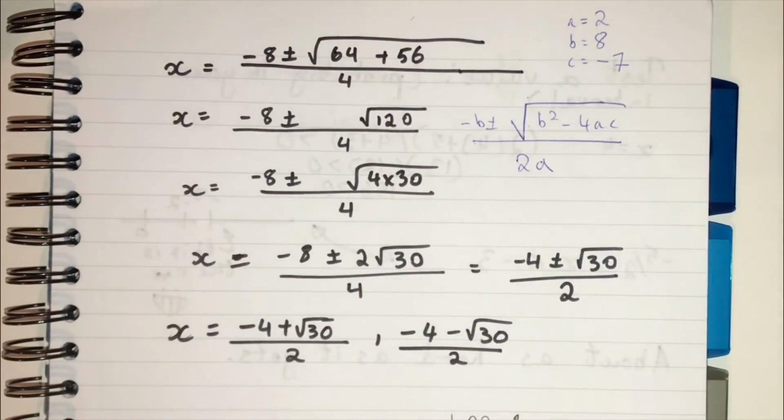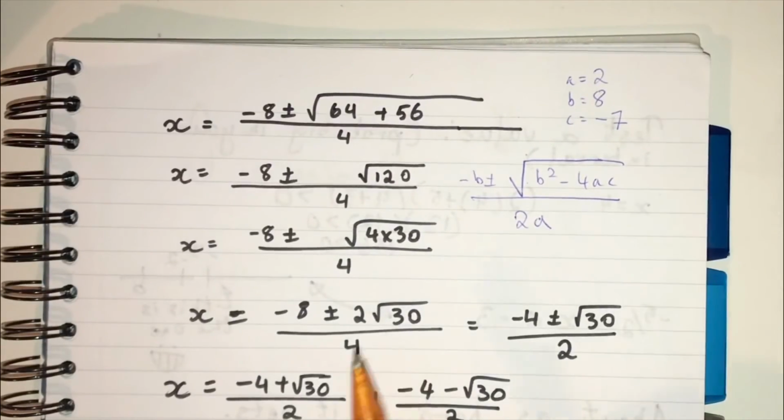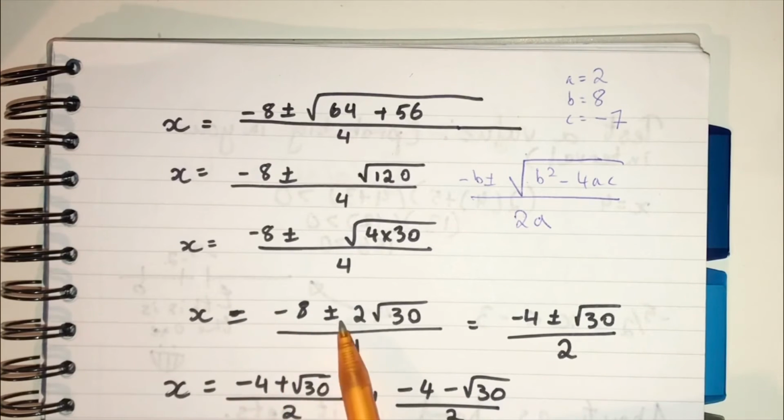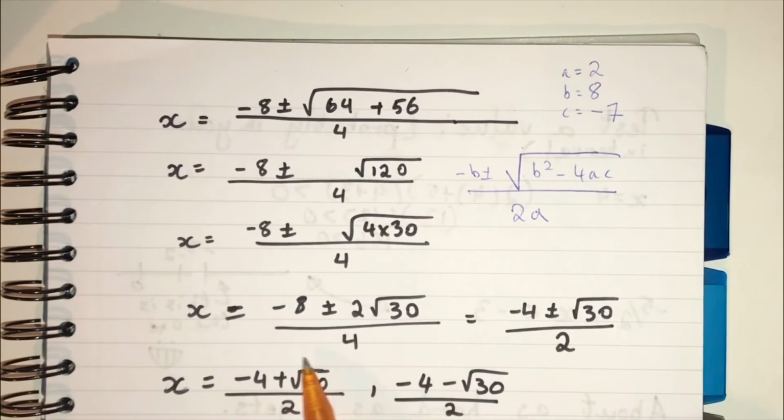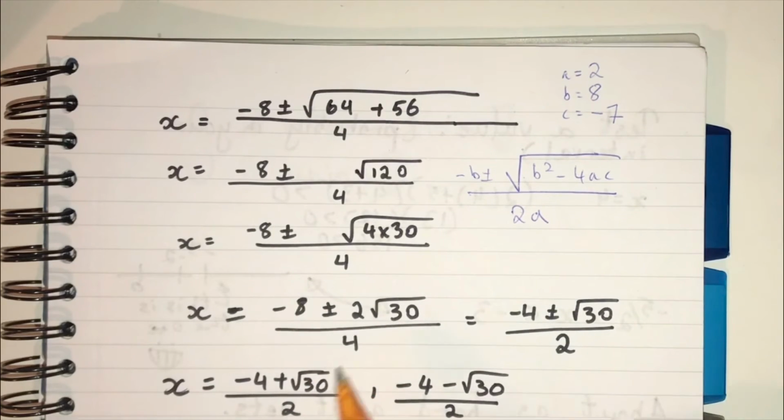Just resolving this as you would normally, you'll get that x is equal to minus 8 plus or minus 2 times root 30 over 4. Then you can cancel the 2 out of every number. And you'll get minus 4 plus or minus root 30 over 2. And this will give you the two x's which you are looking for.